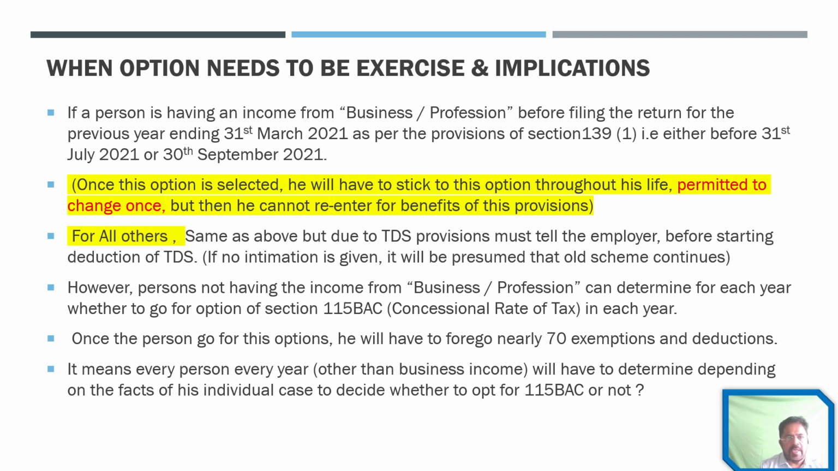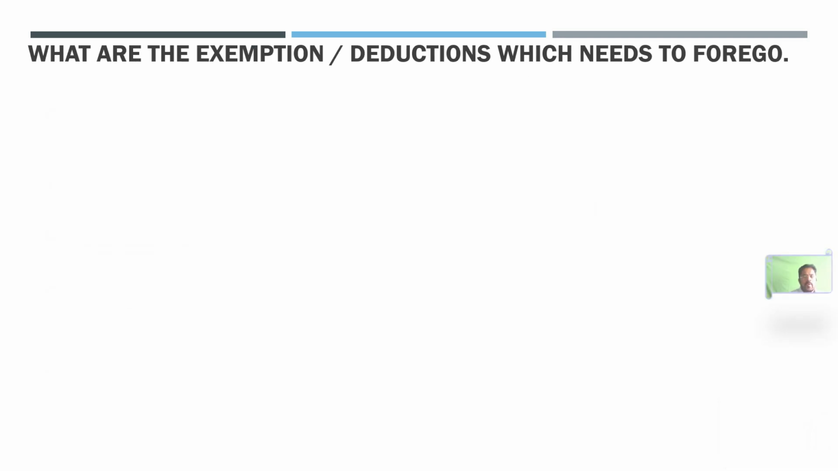So if you are having a salary income, now let us go forward and understand what are the things which you have to forego. Now let us understand what are the exemptions and the deductions which need to be foregone. But before we go into the understanding of the deductions and the exemptions which have to be foregone, we have to keep in mind the overall assessment process.